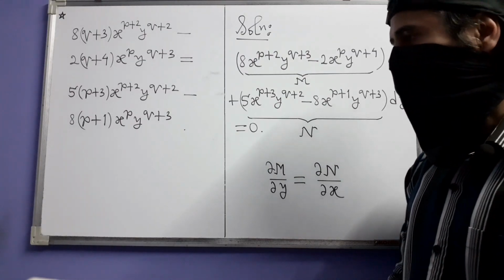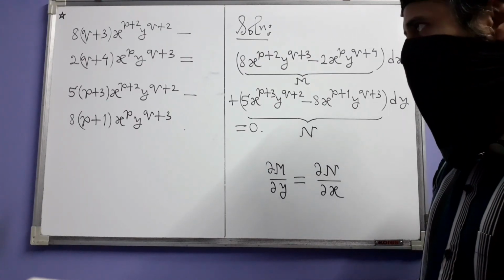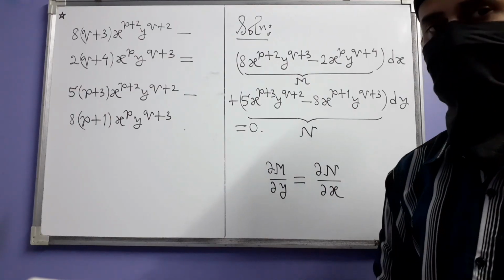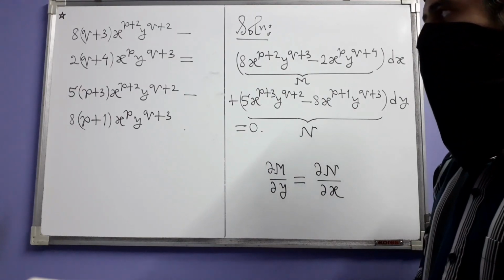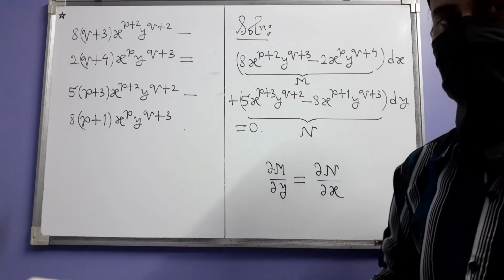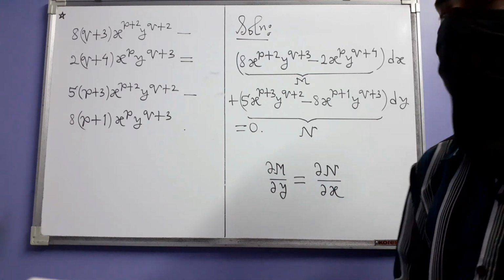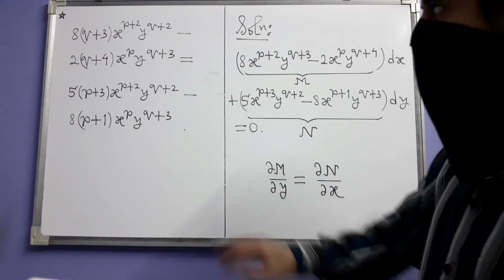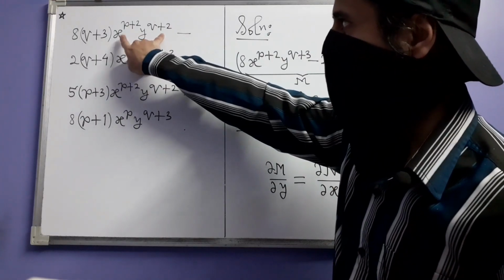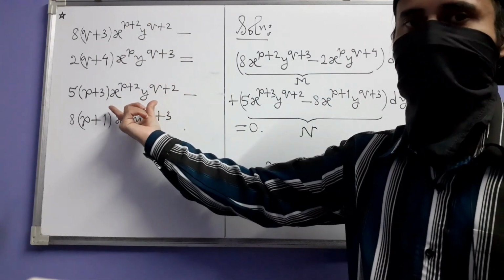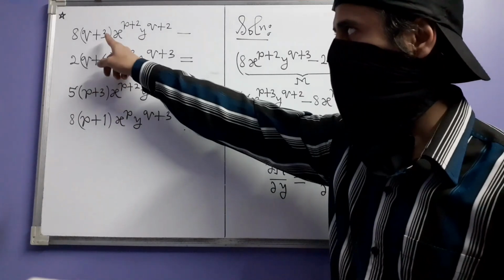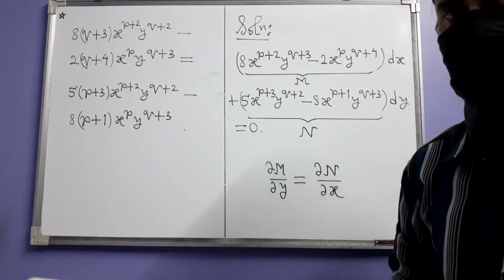Now it looks quite scary, no? I mean, what is it that you have to find from here? p and q. But if you look carefully, very nicely we have got the same things on both sides. Almost the same. x to the power p plus 2 times y to the power q plus 2. On this side also we have this. But the coefficients apparently look different.